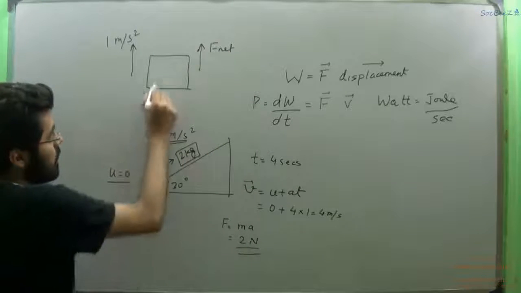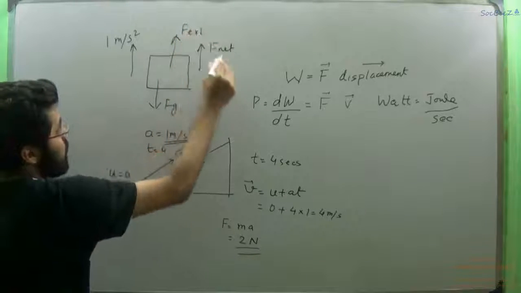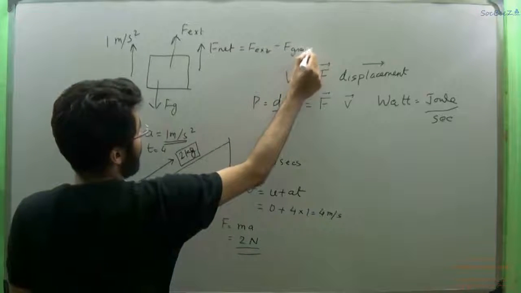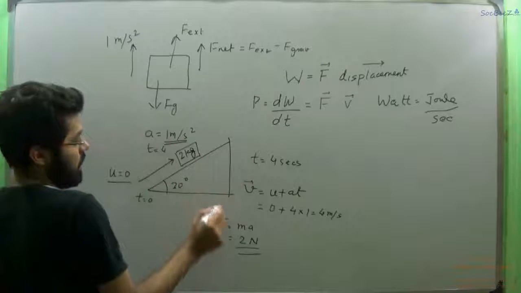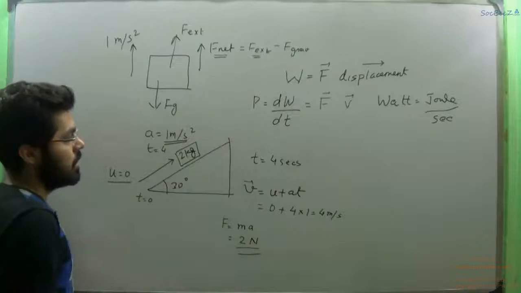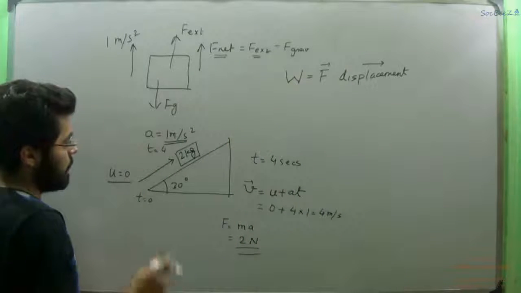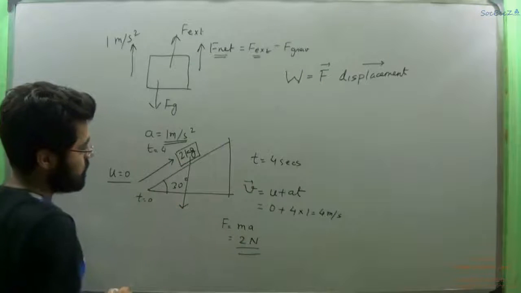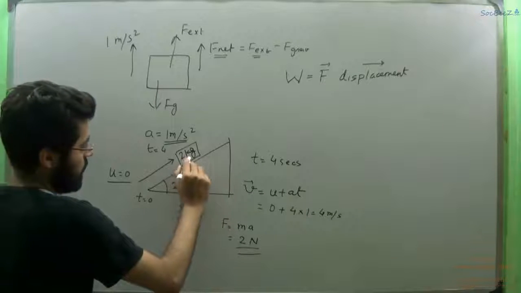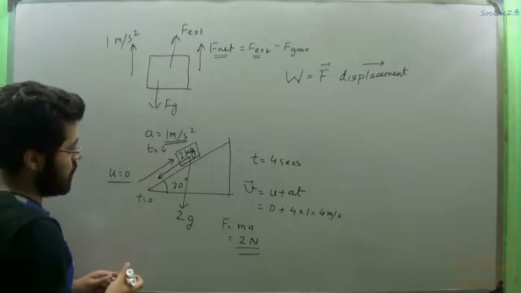But in reality, there is gravity acting on it and some external force is acting on it. So F net is basically F external minus F gravity. So what we have calculated, 2 Newton, is F net. We need to find F external. So here you can see the gravity is acting this way, mg. So the component of gravity along this incline is what?